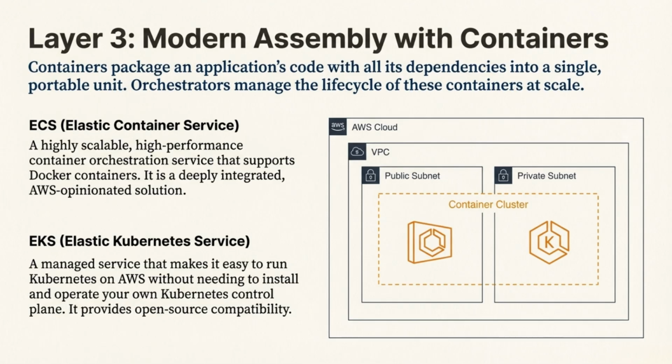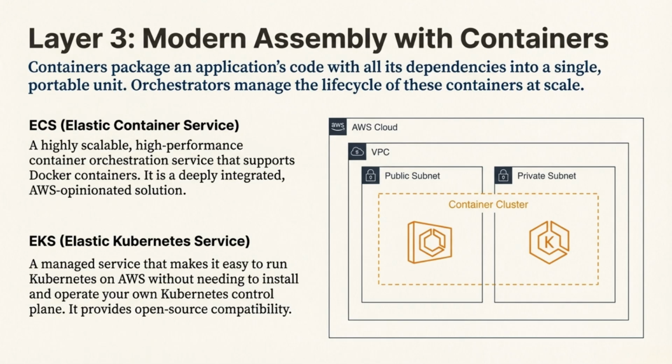Layer 3, modern assembly with containers. Containers package an application's code with all its dependencies into a single portable unit. An orchestrator manages the lifecycle of these containers at scale. ECS, Elastic Container Service, a highly scalable, high performance container orchestration service that supports Docker containers. It is a deeply integrated, AWS opinionated solution.